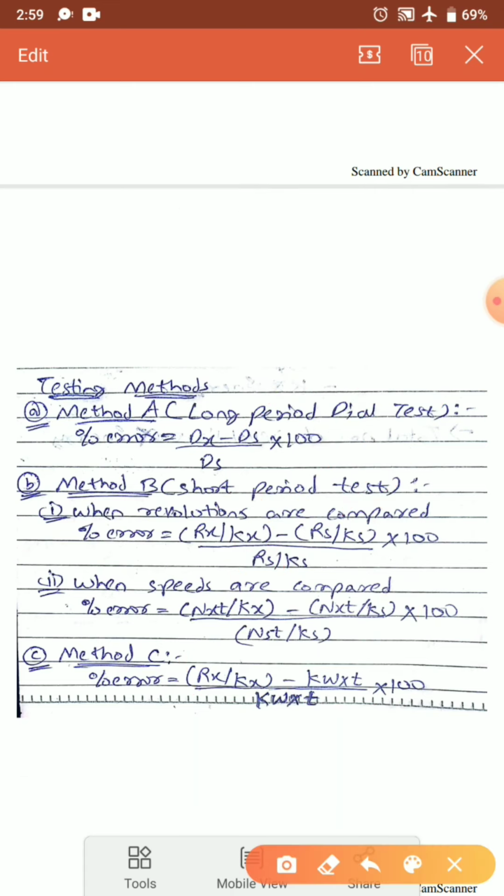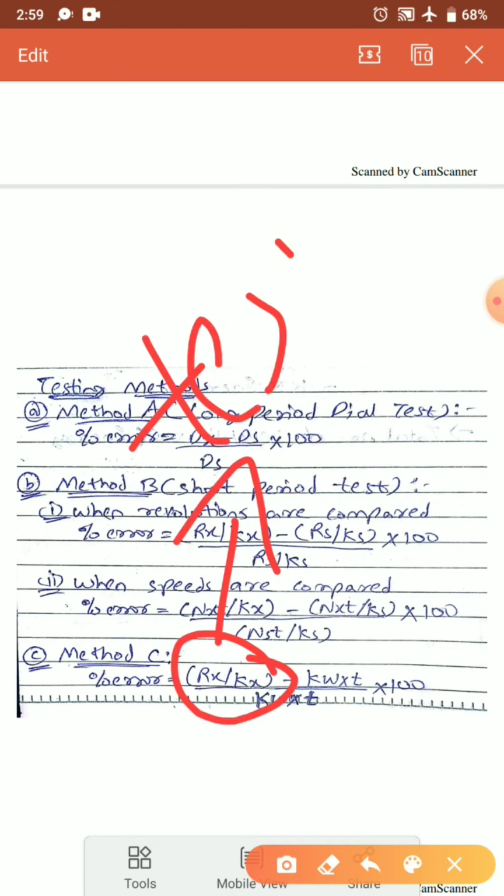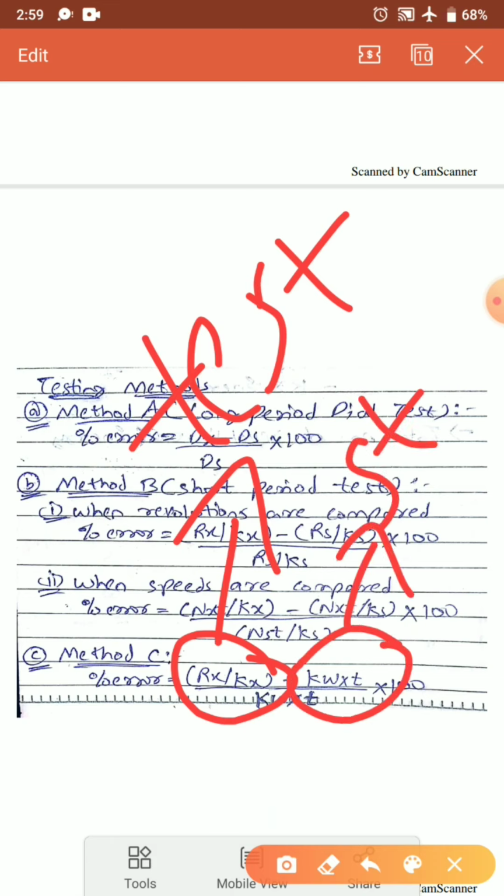So here we can see that this gives the test meter's energy, that is rotations divided by how many rotations should be undertaken for 1 unit, and then kilowatt into time. This gives the value for the standard meter. Now using this, we can clearly make out the percentage error.